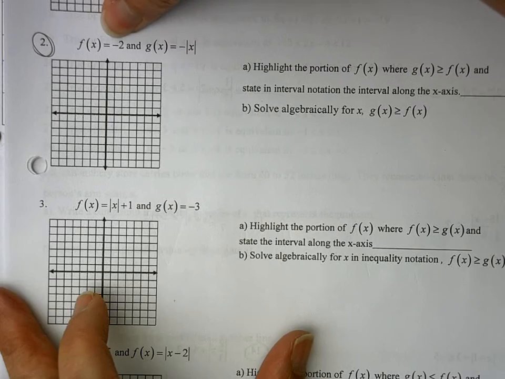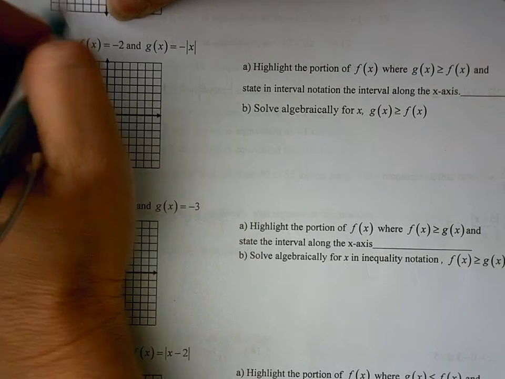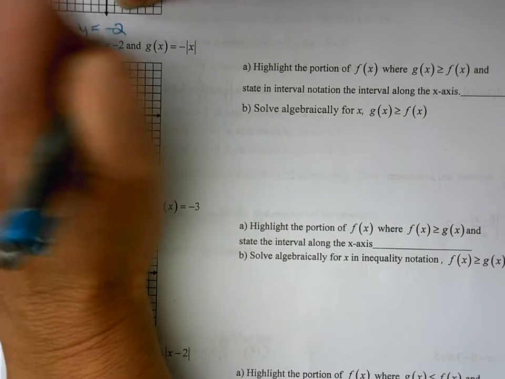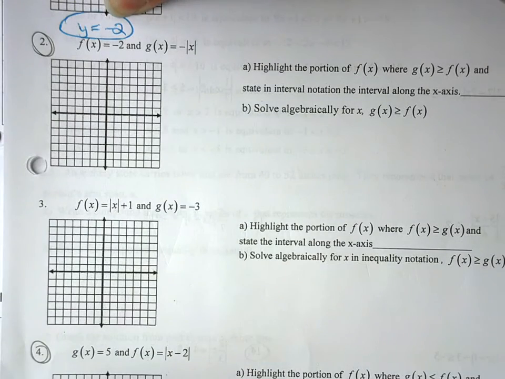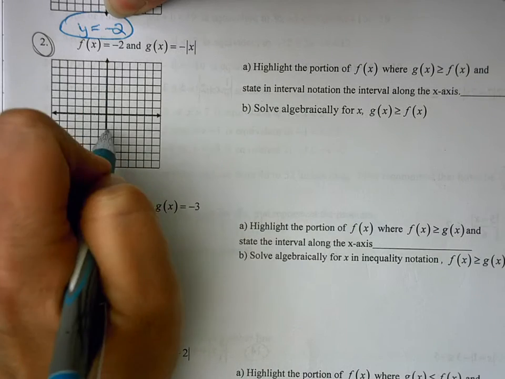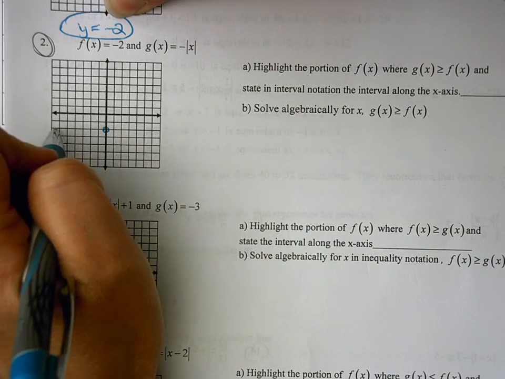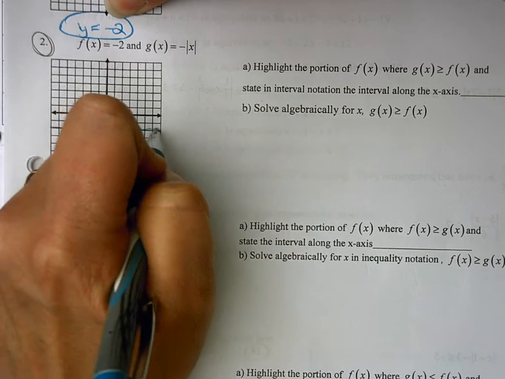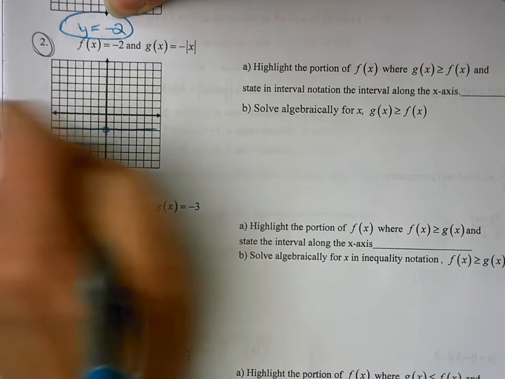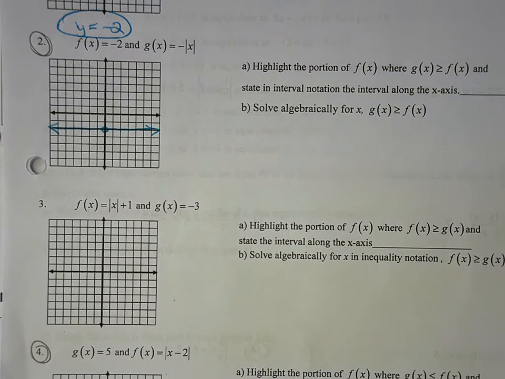So f of x is y equals -2. There's no shift, no stretch. This is a special case, so I'm just going to go to where y is equal to -2, and then it's a horizontal line. So no shift, no stretch. So there's y equals -2. And then I want to graph my other one.